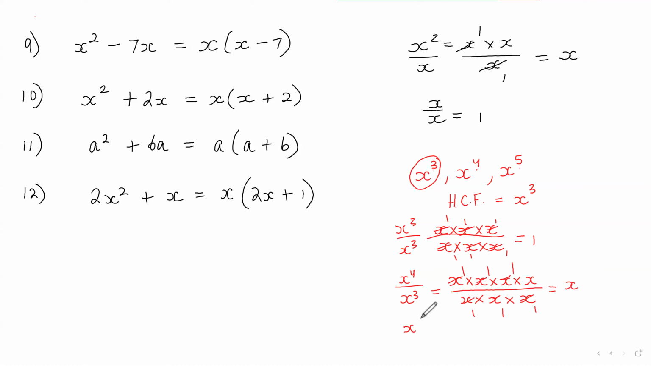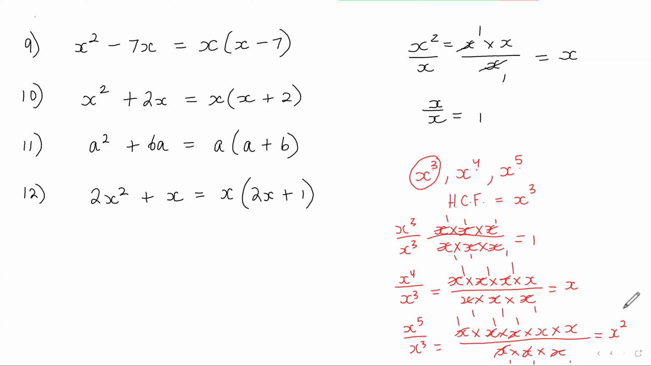And similarly, x to the power of 5 will be x times x times x times x times x, so 5 x's, all divided by 3 x's. Then 3 on top and 3 below will cancel. The ones on the bottom have to completely cancel with the ones on the top. That's how you divide without leaving any remainder. So this is just x times x, which is x squared.